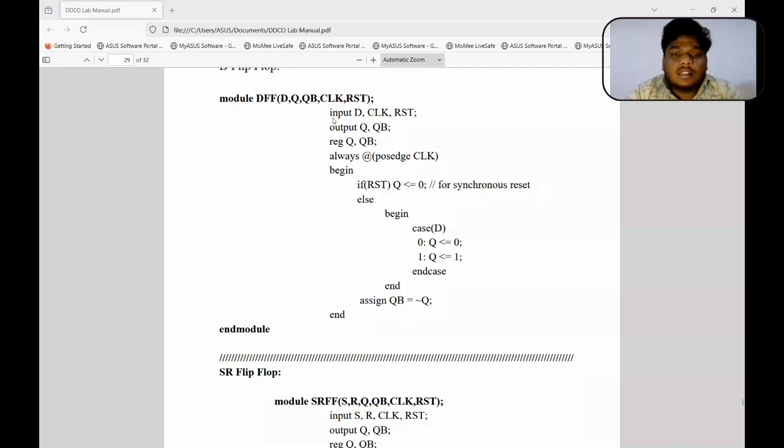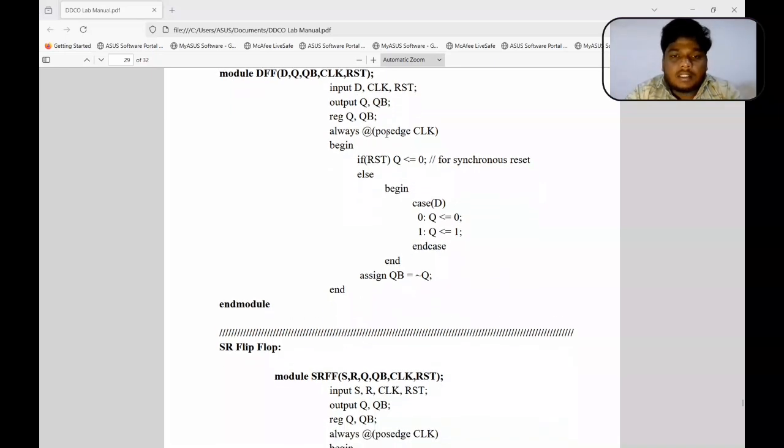These two lines are the input ports. Input is data, clock, reset. Output is Q and QB. Registers, this is the register port. Register Q and QB means Q and QB registers are storing the output of the given inputs.